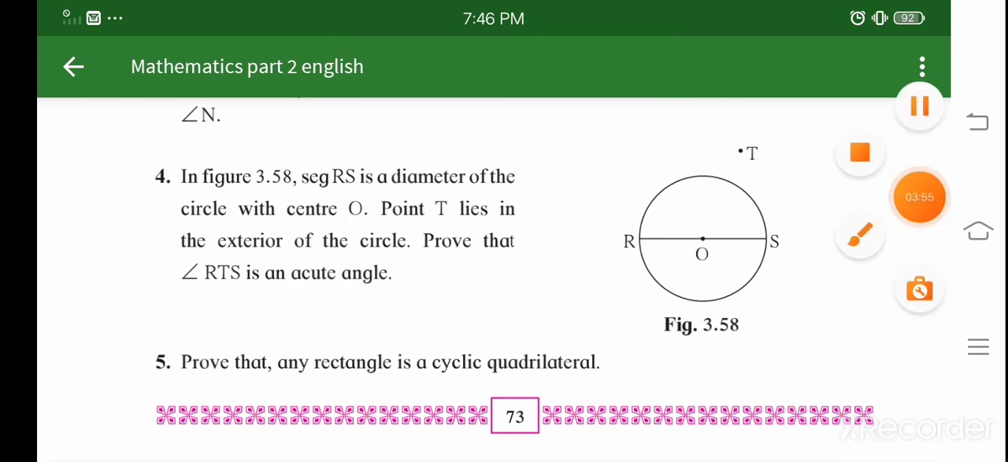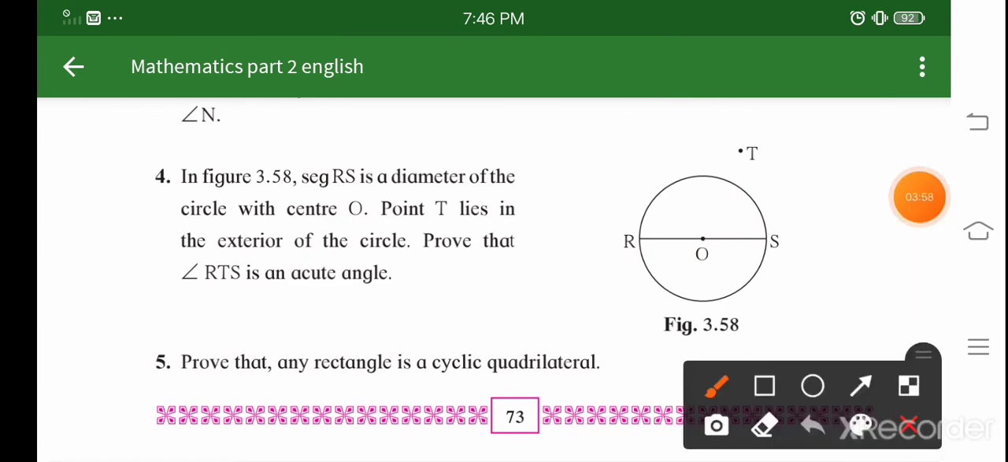Before proving, let's draw this line. Just join this and this. Now here, the lines are intersecting at point M, just suppose, and join this line also in the same way. Now can you see this? RS is a diameter. This is given.